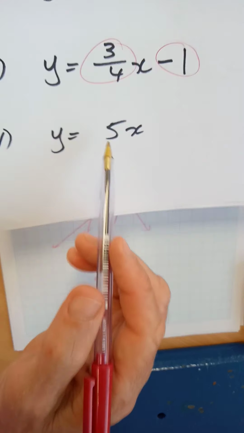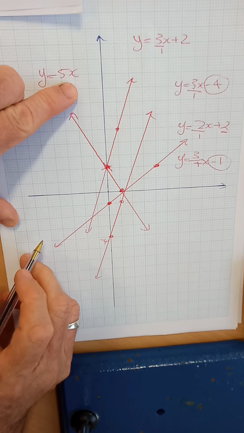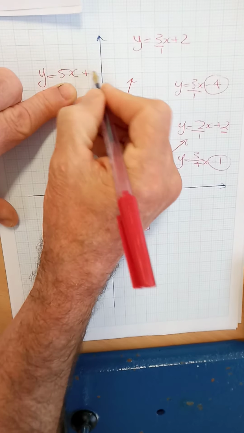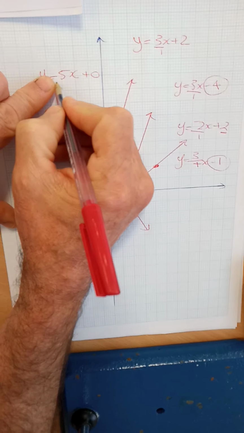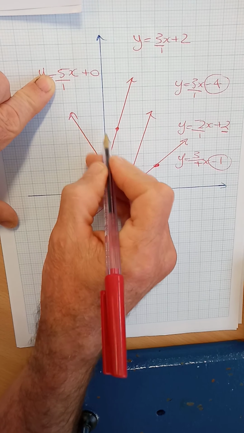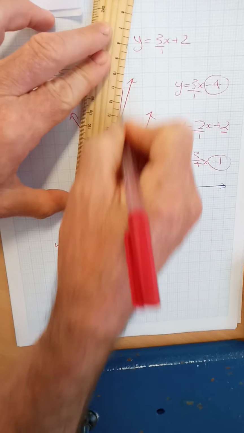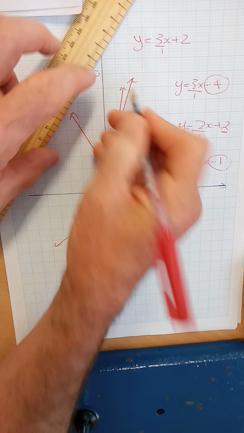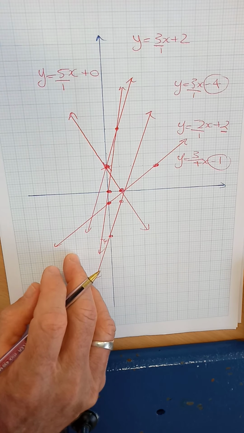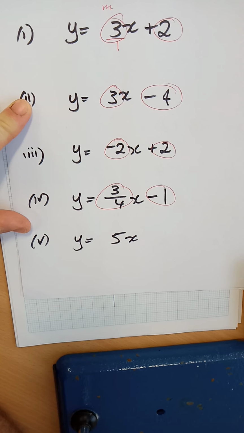The last one is y equals 5x. Now in this case, there is no y-intercept, or the y-intercept is actually 0. And the gradient is 5, which is 5 on 1. So from here I go up 5, 2, 3, 4, 5 and across 1. And then you draw your line through it. Alright. Now notice the y equals mx plus c method means that the form of the equation has to be in y equals mx plus c.